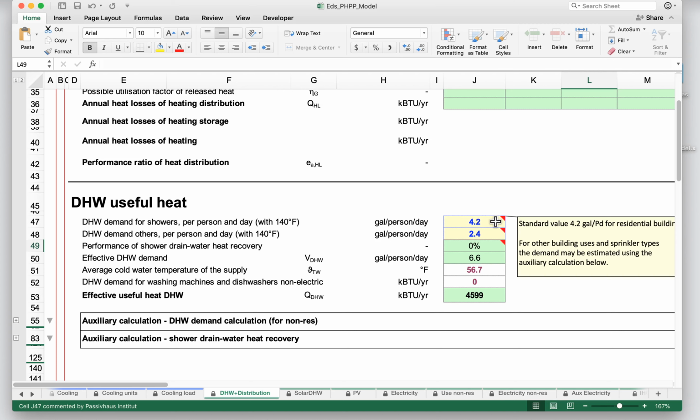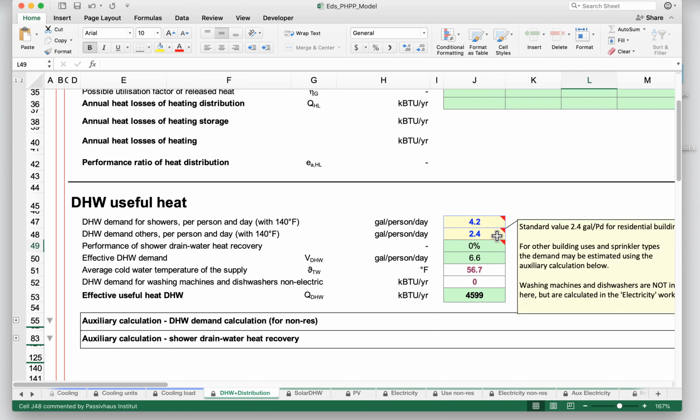So for instance, we're told that for domestic hot water for showers, a standard value of 4.2 gallons per person per day should be used for certification. And then for all other uses, we are going to use this 2.4 gallons per person per day. And notice there's some additional qualifications in those helpful hints as well.